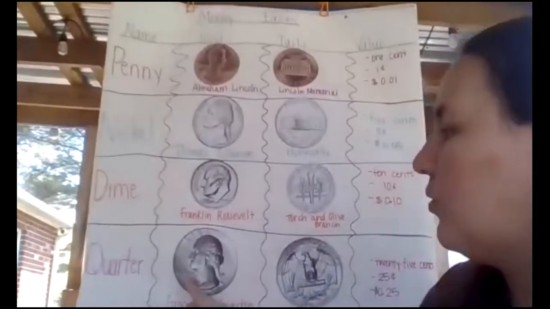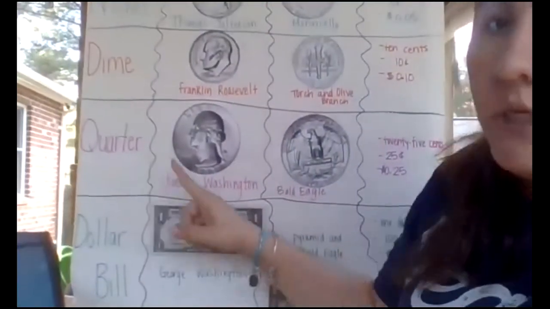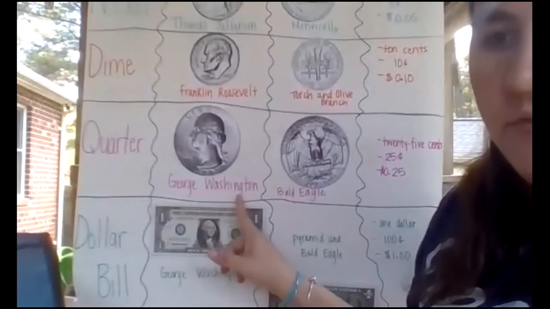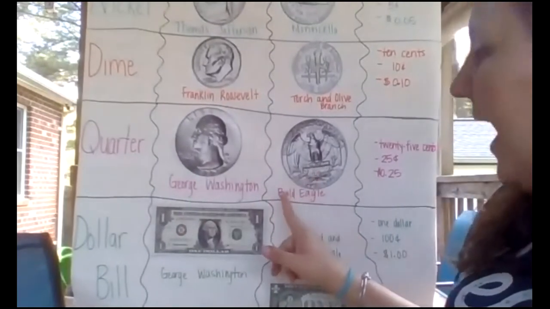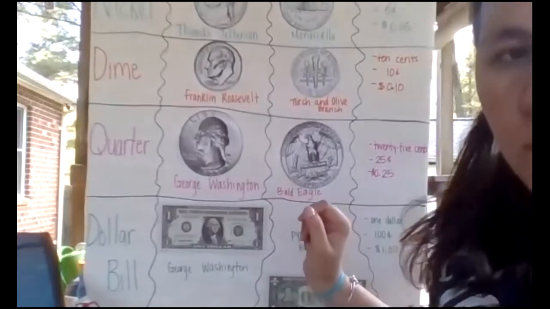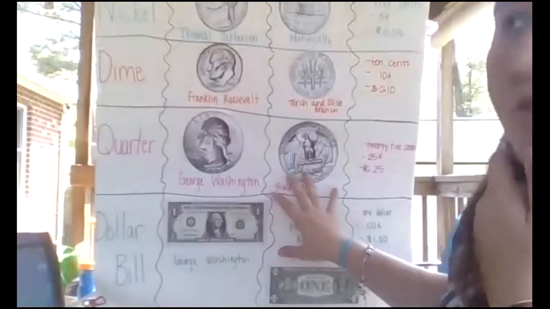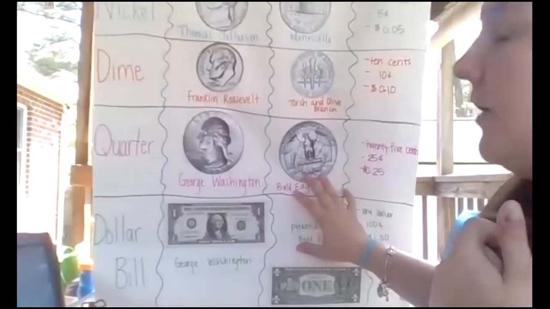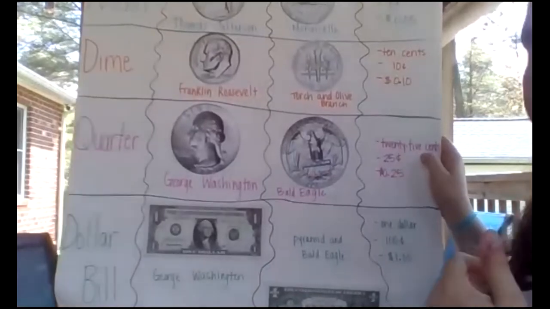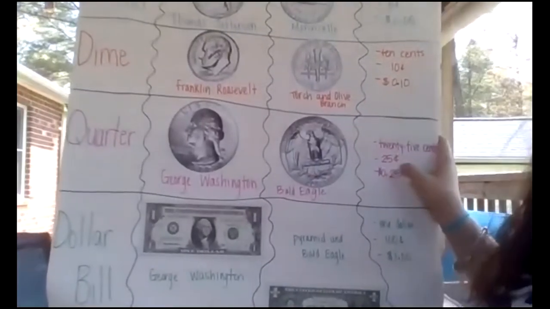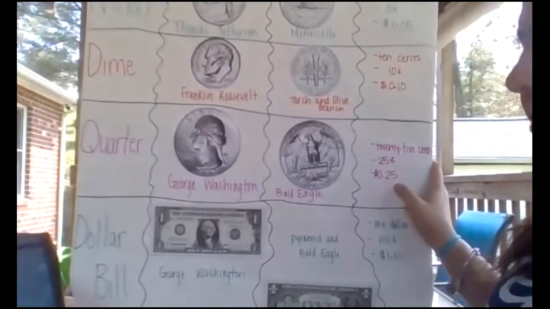So my last coin, it is called a quarter. Beautiful job. Quarter has George Washington on the front. Okay, George Washington was our first president. And then on the back, it has the bald eagle. That's our country's bird, the national bird. And then you can see it written like this. You can see the words 25 cents. You can see the number 25 with a cent symbol, or you can see the dollar sign 0.25.